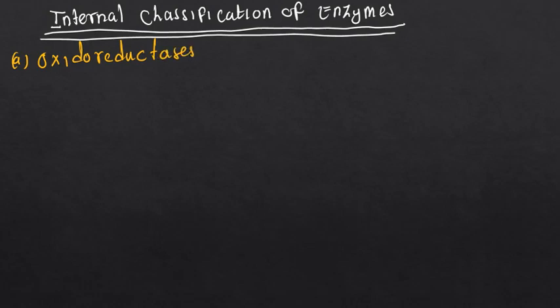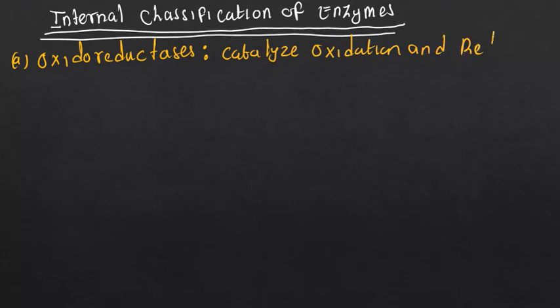Oxidoreductases. What do they do? From the word oxidoreductases, they catalyze oxidation and reduction reactions.